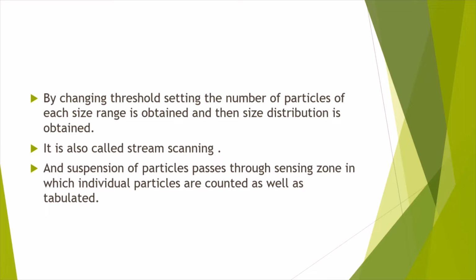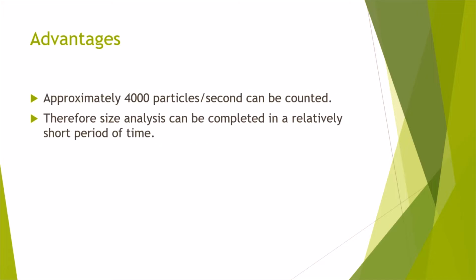It is mainly used for coarse or solid dosage forms like tablets and capsules, where the particles are to be granulated, then compressed and then tabulated. What are the advantages of this method? Approximately 4000 particles per second can be counted. This is a fast and rapid method where we can obtain the particle size of each and every particle, and therefore size analysis can be completed in a relatively short period of time.